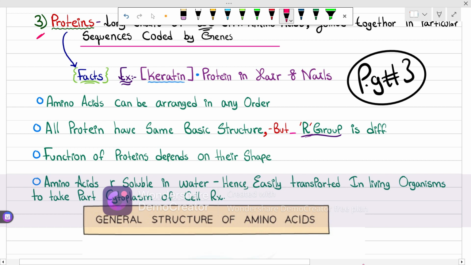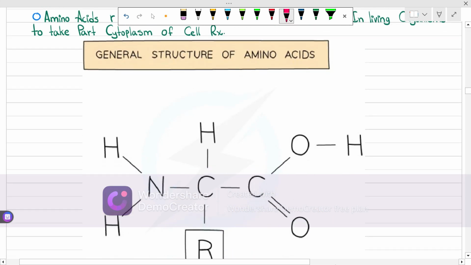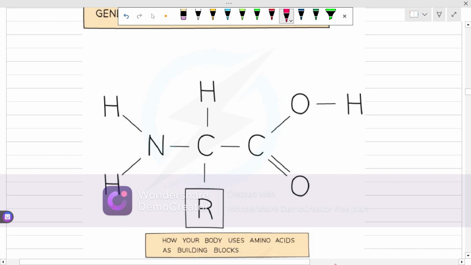All proteins have the same basic structure, but the R group for each one is different. Function of protein depends on their shape. So each protein molecule has a different function depending on its shape. Amino acids are soluble in water, hence easily transported in living organisms to take part in cytoplasm reactions in the cell. This is the general structure of amino acids. They all have the same structure, only the R group is different for each one.